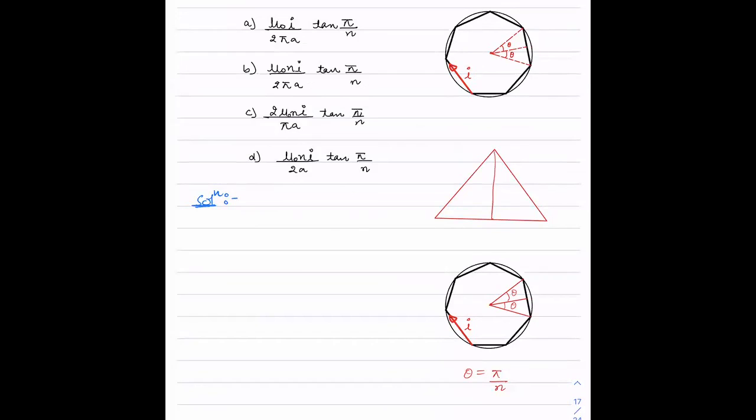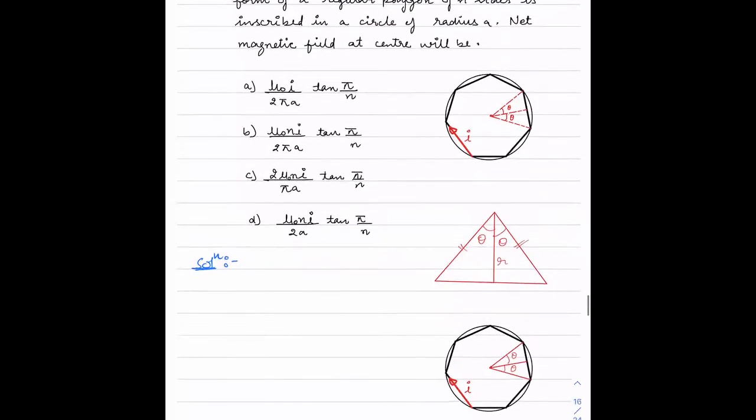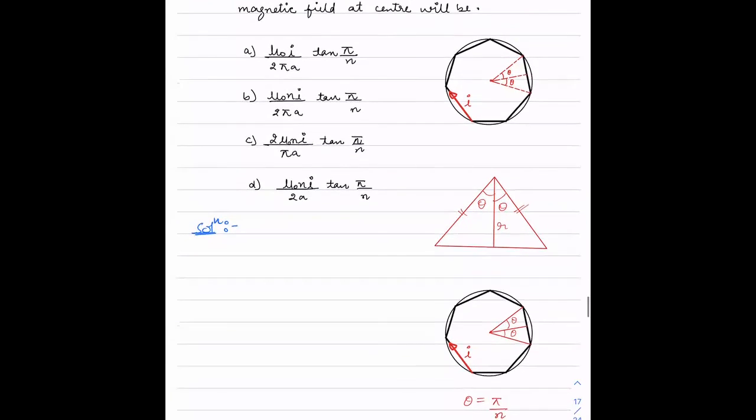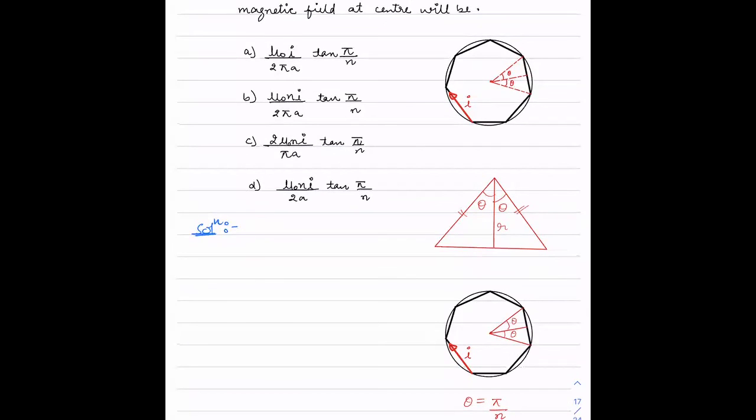This is perpendicular, theta, and if you can see, this side and this side will be the same. And this is R, which we have to calculate. Now, if this is given as a regular polygon of n sides, and the radius is given as a, so this is a. What will be the value of R?